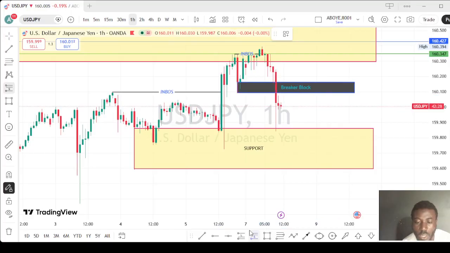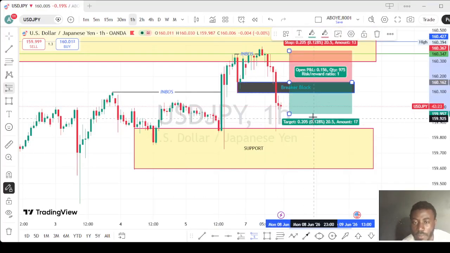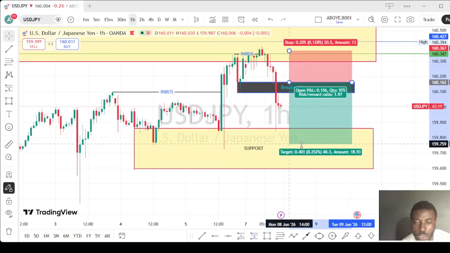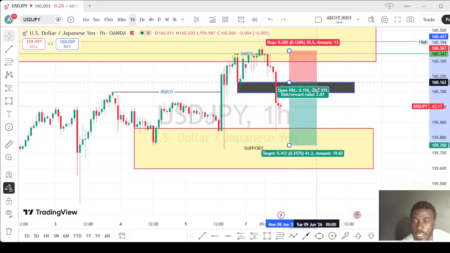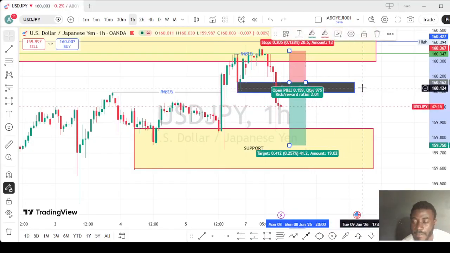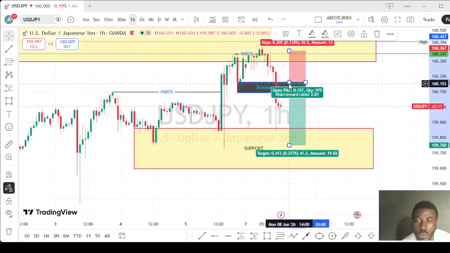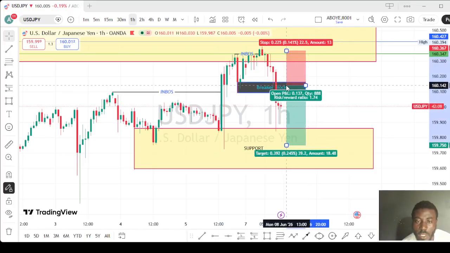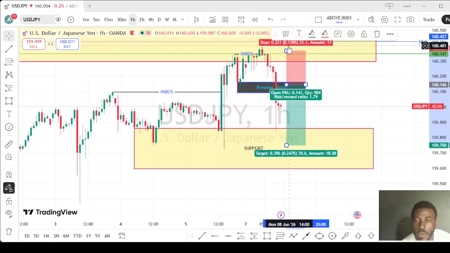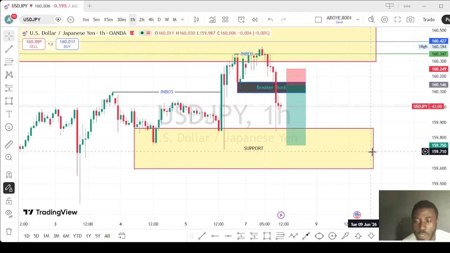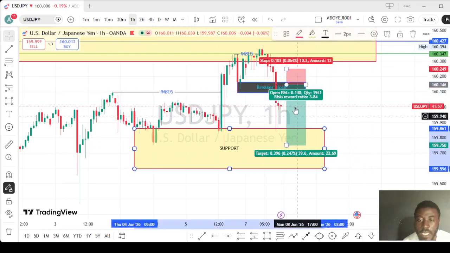So I'm still expecting the market to touch this 1 hour zone before, let's be expecting another sell from here into this zone again. So we are selling from here into that zone again, before we can see any reaction. So let's see if the sell is going to happen.